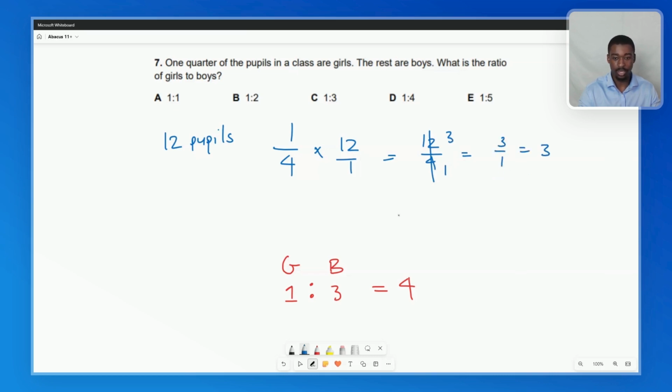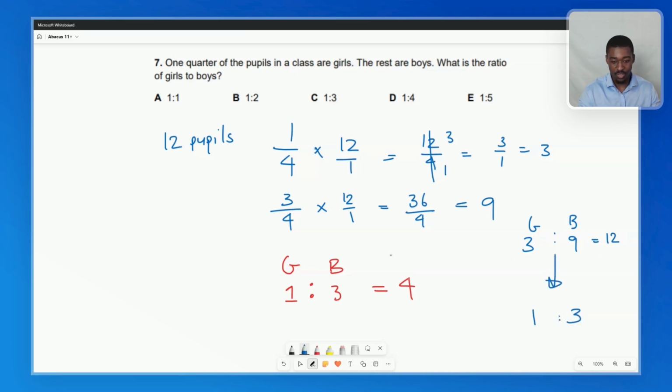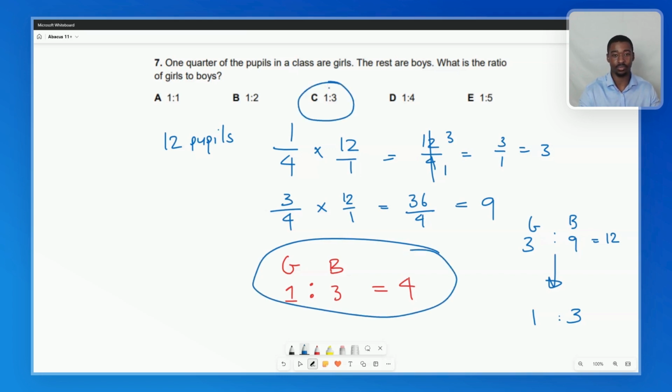Or 3. And then for the boys, we have 3/4 of 12. In this case, we have 3 times 12, 36, divided by 4, which is 9, right? So we have 3 girls and 9 boys out of the 12 pupils. And of course, we can cancel this down to 1 and 3. So this is our answer, 1 to 3, which is C.